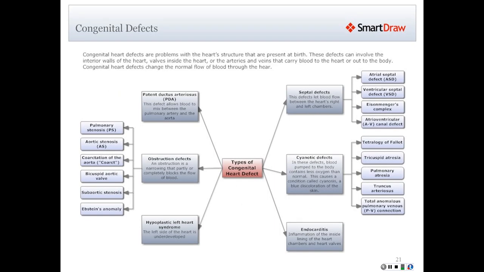Now, this just comes from the National Heart, Lung, and Blood Institute, looking at the different types of congenital heart defects. I'm not going to sit here and read this to you, but definitely take a look at the different types of heart defects that are out there. These are going to talk about obstructive defects, hypoplastic left heart syndrome, patent ductus arteriosus, some of the septal defects, some of the cyanotic defects, endocarditis. It really gives you a good breakdown of those. Just a good thing to read and to study as you're getting ready to read about these defects.